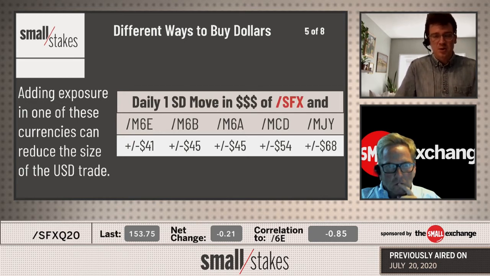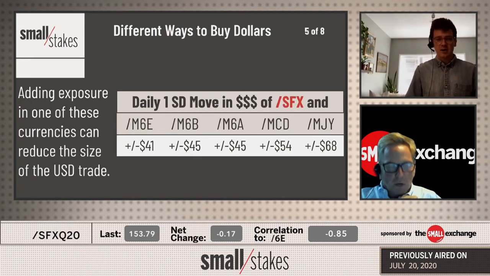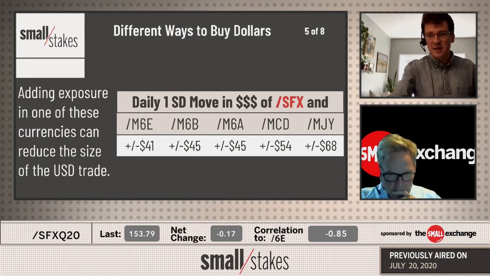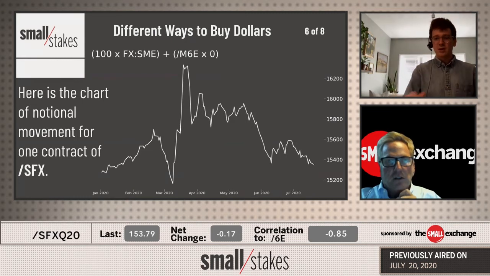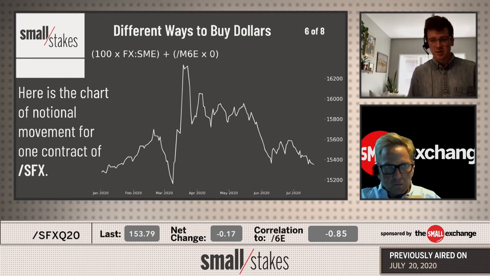Adding exposure here in one of the currencies actually reduces the size of your trade in daily movement. And I want to run through these charts real quick, because here is the notional movement of the SFX contract. Right now it's priced at about $153, $154, which times 100 is going to get you to that notional of about $15,000.